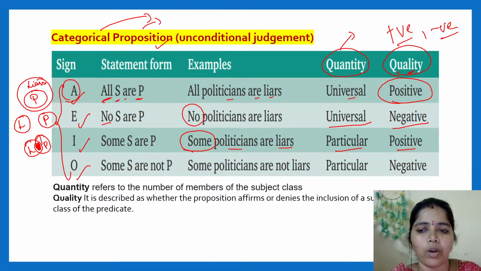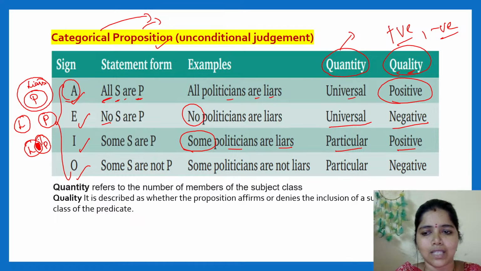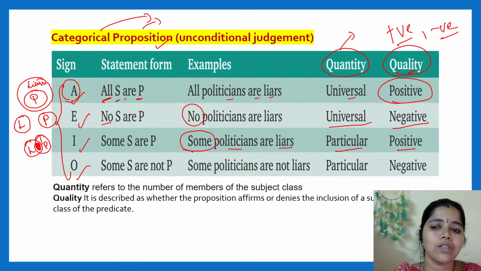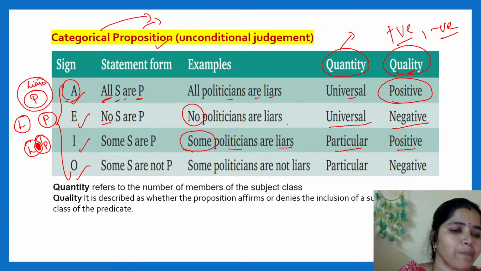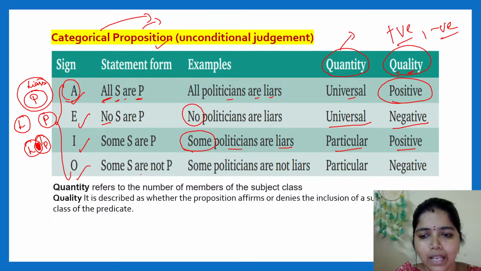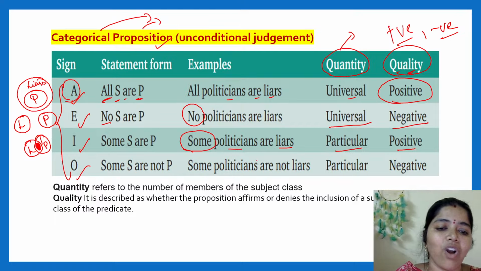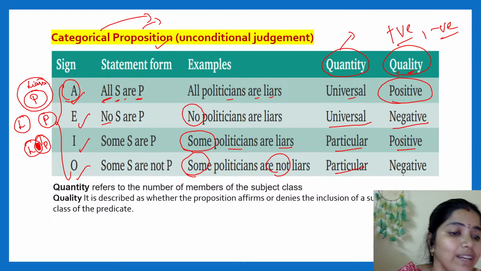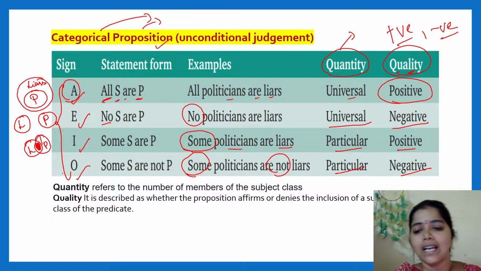Some politicians are liars, because this circle comes under politician and also under liars. So some politicians are liars. This is particular positive. Similarly, some politicians are not liars. Here I am talking about some, so it is particular. I am using the word not, that's why it is negative.